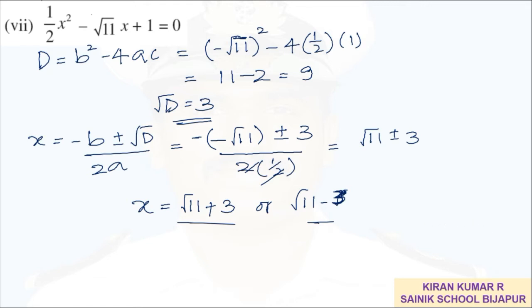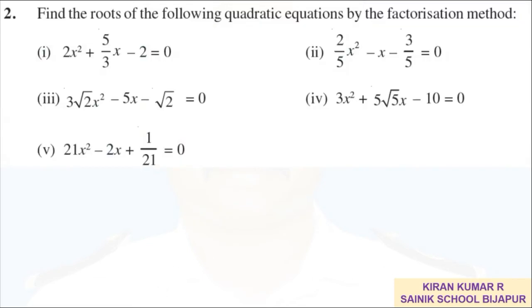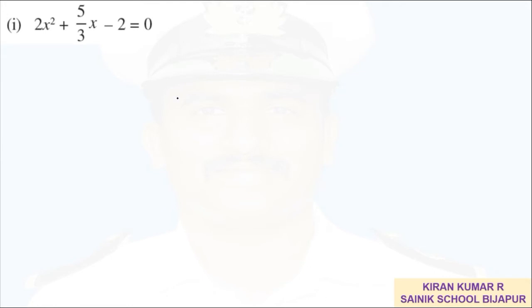There is another question, the second question. We shall see that. Go through the question. The question is: find the roots of the following quadratic equations by the method of factorization. There are again 5 sub questions. Let's see one by one. Let's see the first question. The first question is 2x square plus 5 by 3 x minus 2 equal to 0.